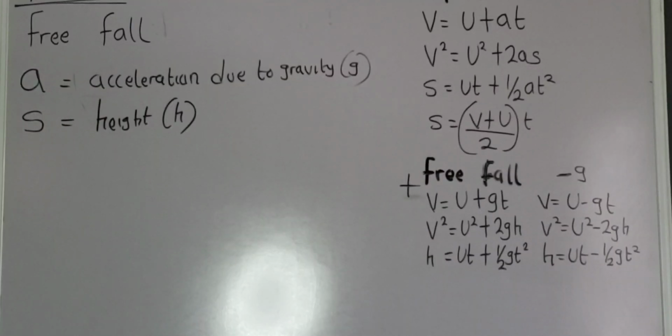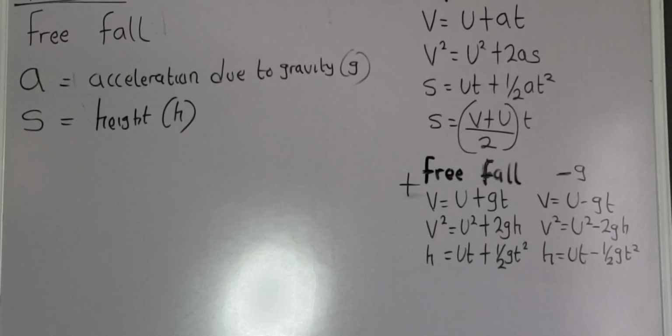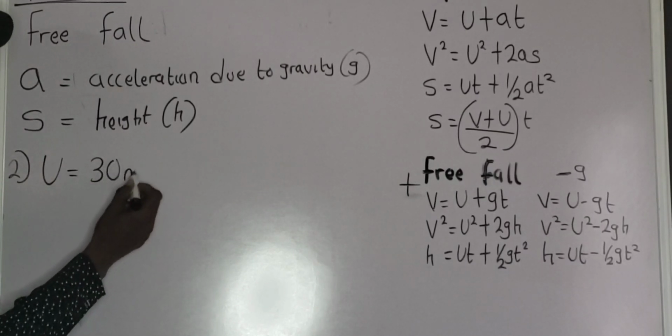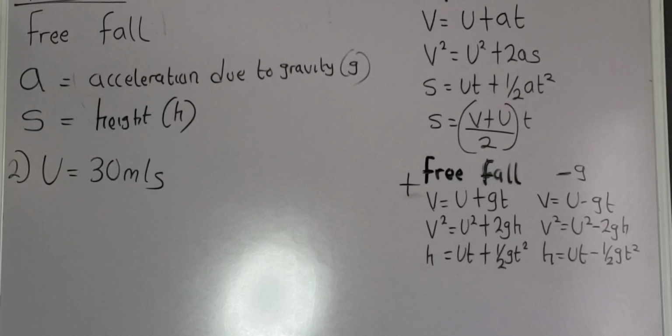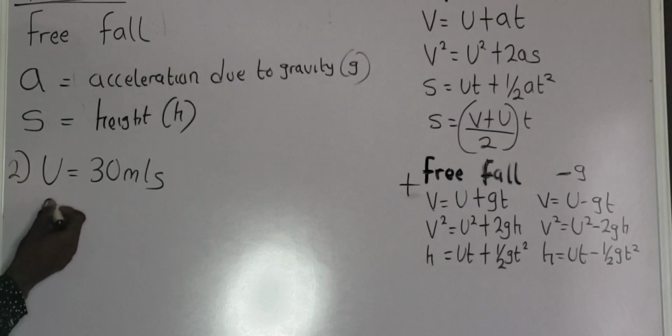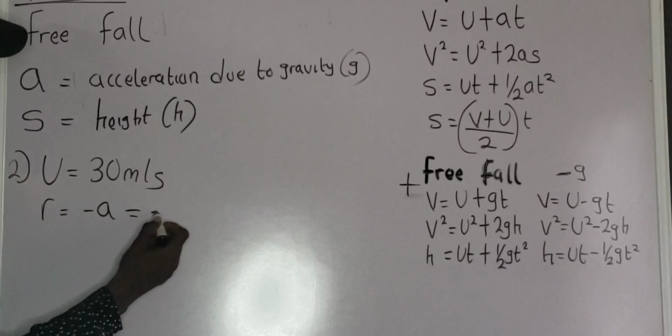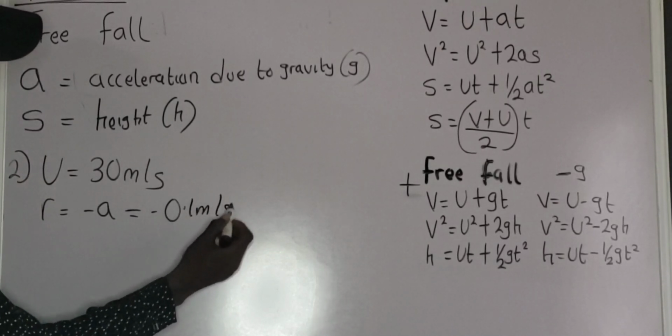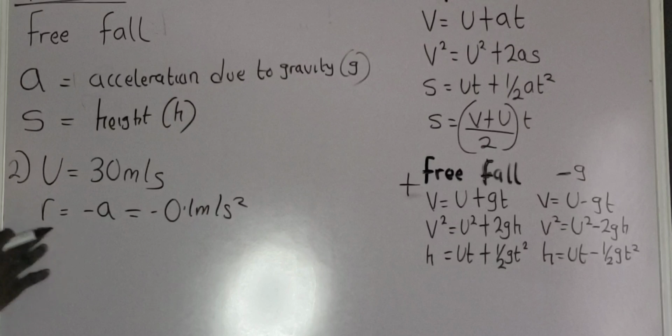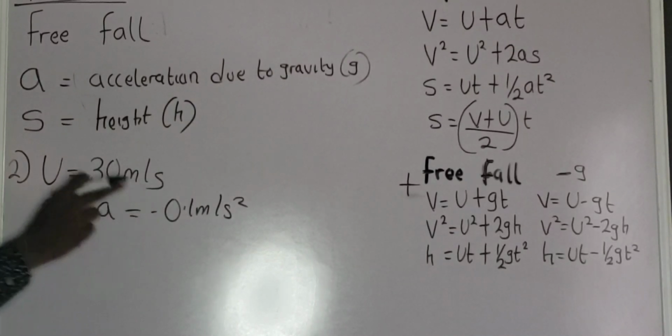Okay, let's start by listing out the parameters given in the question. We are given the initial speed, and initial speed simply means initial velocity. You understand? So u is 30 meters per second. And the constant retardation, don't forget that retardation is negative acceleration. So retardation, r, is equal to minus a, that will be minus 0.1 meter per second squared. I only put this so that you will know that retardation is negative acceleration. That is how we have minus in this place.